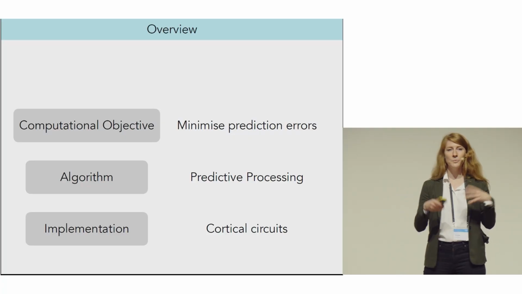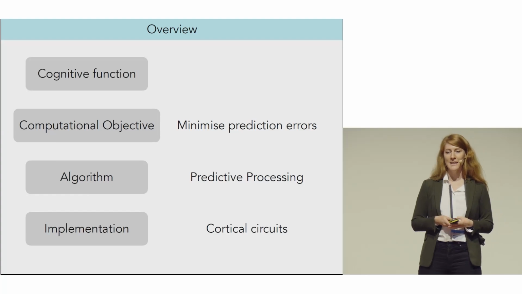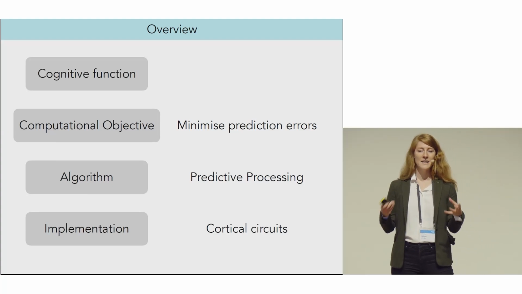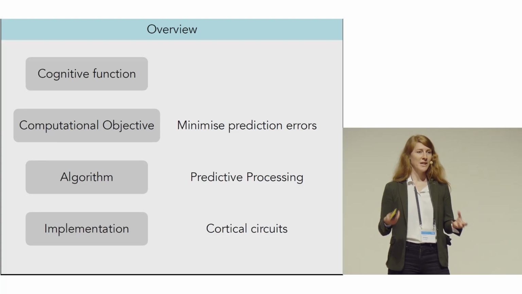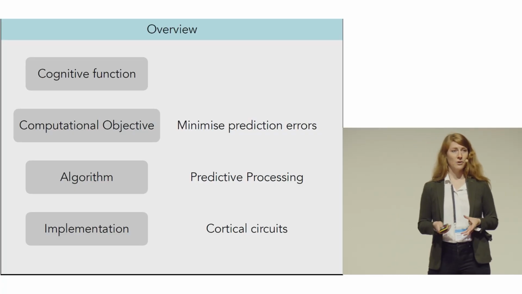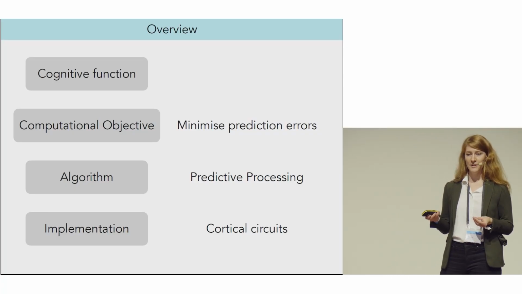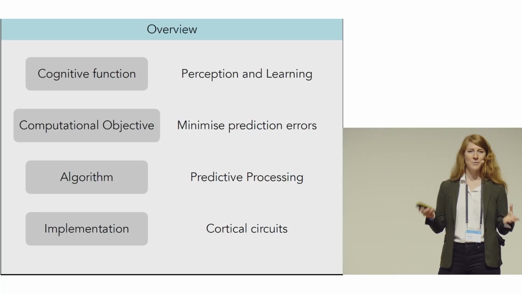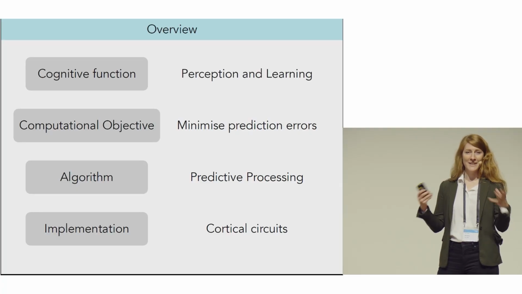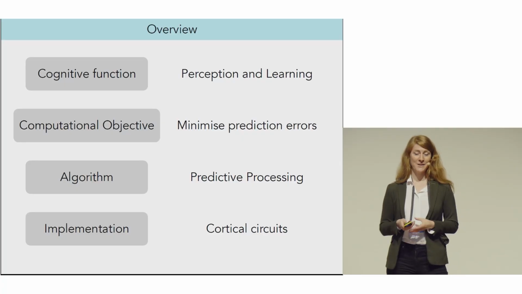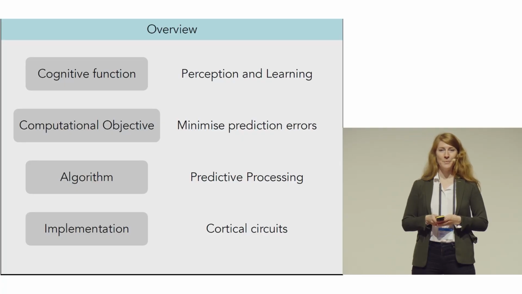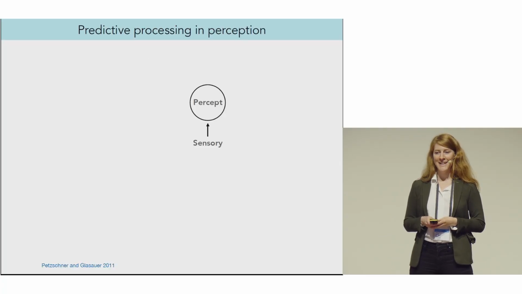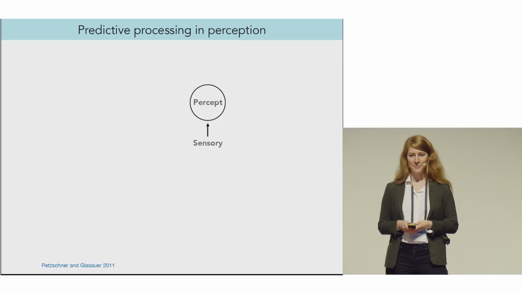However, I would like to introduce another level, namely the cognitive function, and distinguish between cognitive function and computational objective. Both of them belong to Marr's computational level. And the cognitive function that predictive processing solves is perception and learning. And in the next slides, I will show you why predictive processing is an algorithm for perception and learning. So why is predictive processing an algorithm for perception?